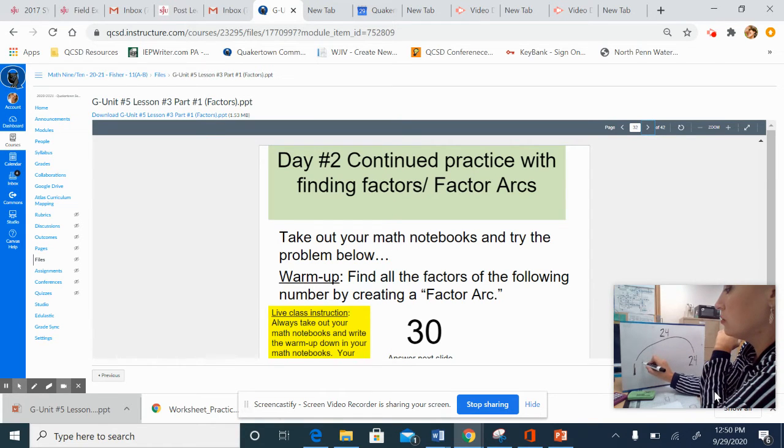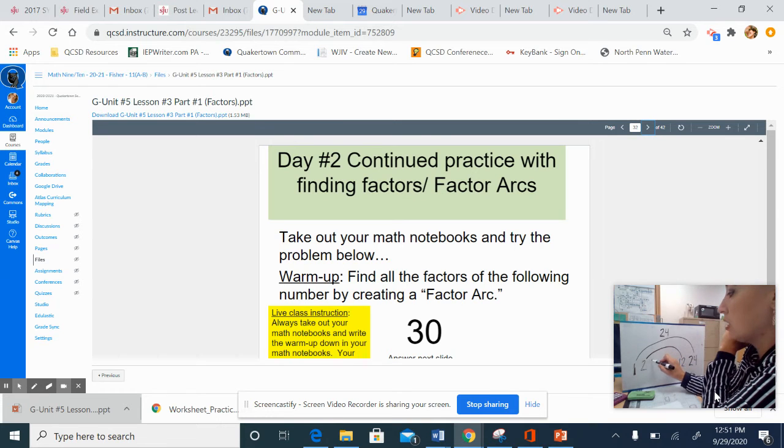Now 2. I know 2 goes into 24 because 24 is an even number. So 2 times what equals 24? 2 goes into 2 one time. 2 goes into 4 2 times. So 2 times 12 gives me 24.